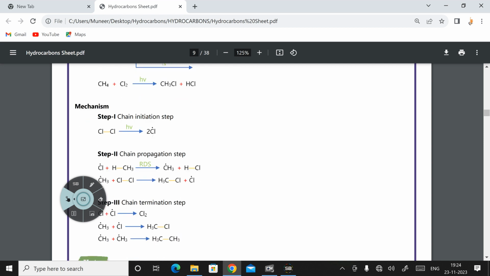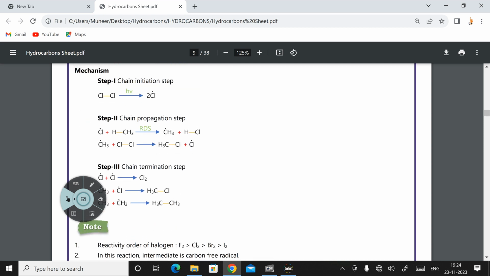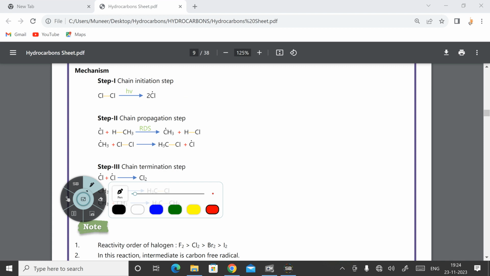See here, chain initiation step mechanism. Cl2, here homolytic fission takes place. Generally homolytic fission takes place in the presence of sunlight or heating. But homolytic fission in polar compounds takes place in the presence of sunlight and in the presence of a catalyst.